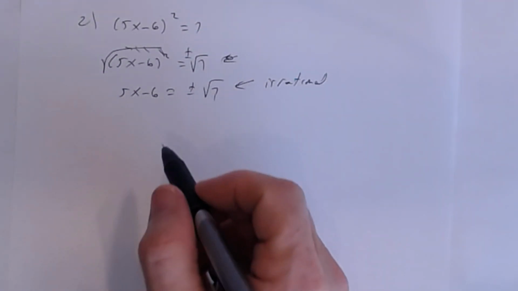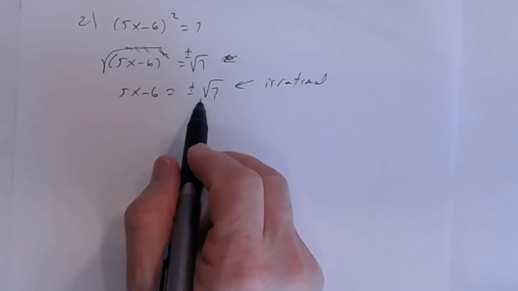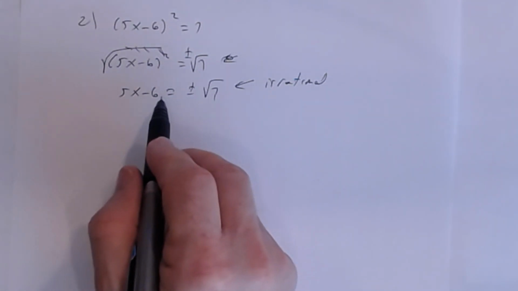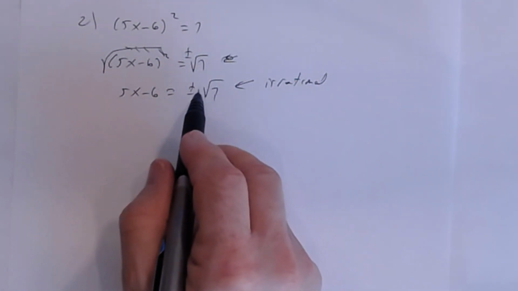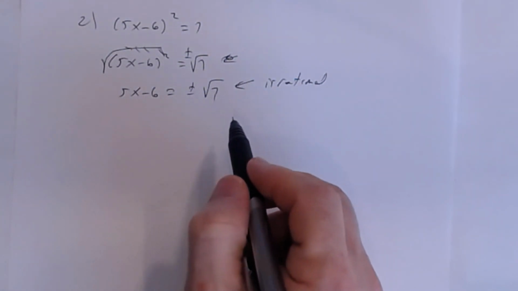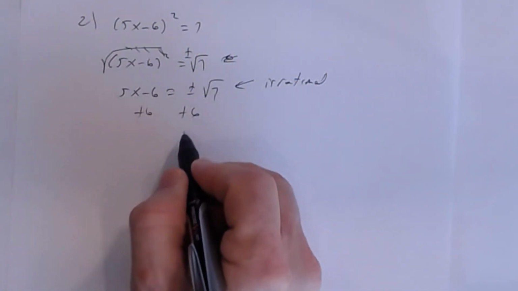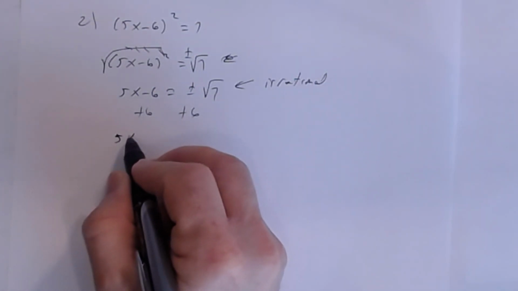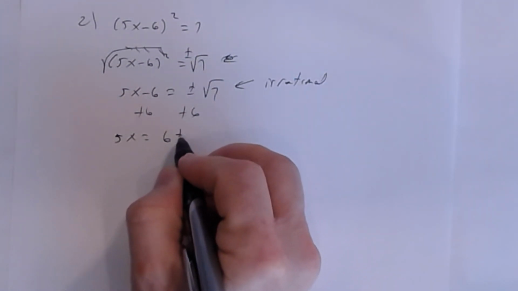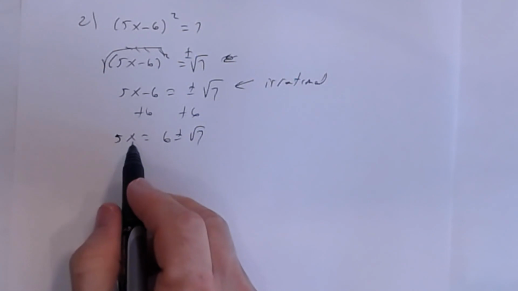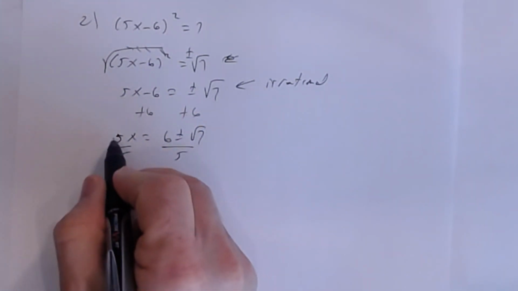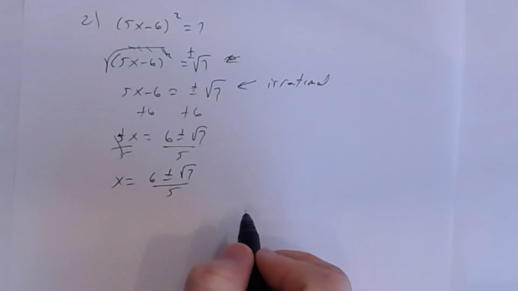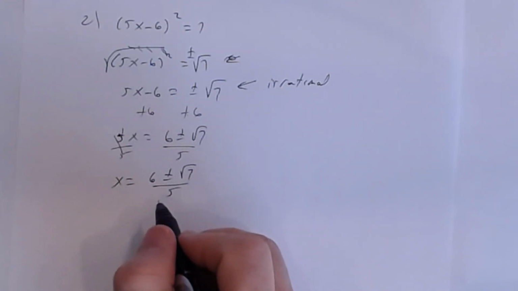Okay? So here's one way to write the answer. Since this is irrational, I'm going to leave it as plus or minus. And remember, you're trying to get x by itself. So I have this linear equation that just so happens to have an irrational number in it, so this is going to be an irrational solution. I'm going to add 6 to both sides. So I get 5x equals 6 plus or minus the square root of 7. Then to get x by itself, you divide both sides by 5, and you get x to be 6 plus or minus square root of 7, divided by 5. And that's it. You can't simplify anything else.